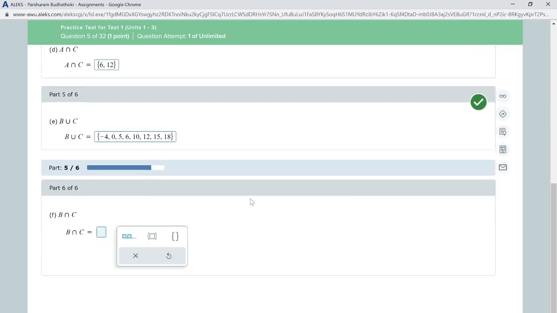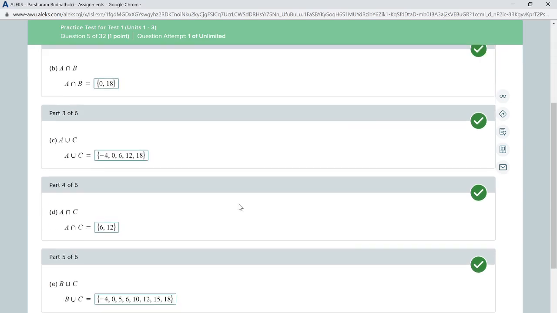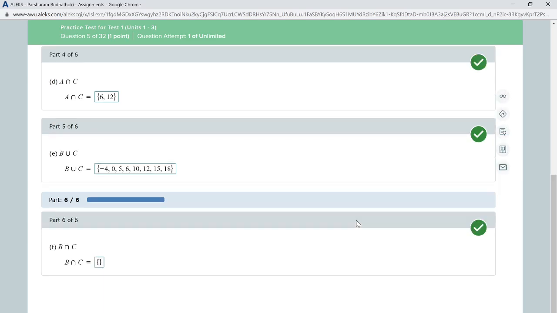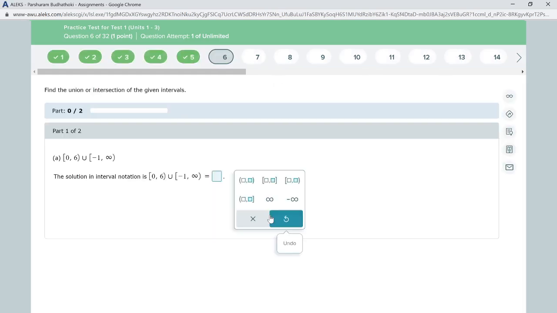That's right. Intersection is common between B and C, which is only, what is the common thing? 12 is here, 6 is here, negative 4 is here. There is nothing common. So if there is nothing common, you just have to use the empty set. Okay, that's how we can find out union and intersection. Let's go to the next problem.